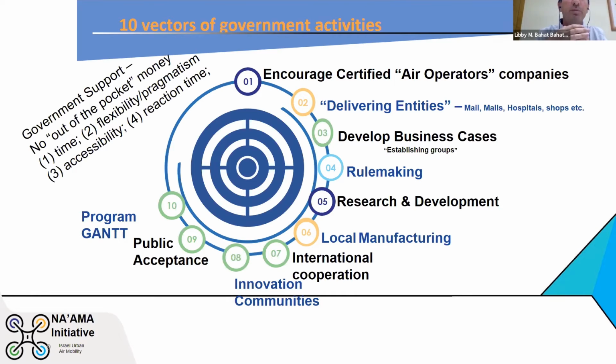Accessibility is something very important. If every company has my cell phone, my WhatsApp, and I answer them at most any hour, that means a lot. Reaction time, eventually giving them an answer, yes, no, exactly why not, and what could be changed, very fast, sometimes within hours, sometimes within days. That means a lot. That's very important government support.